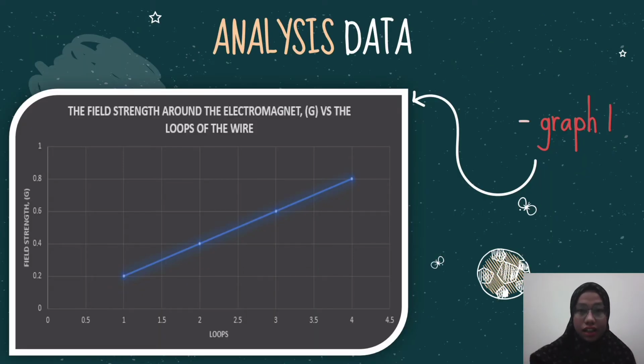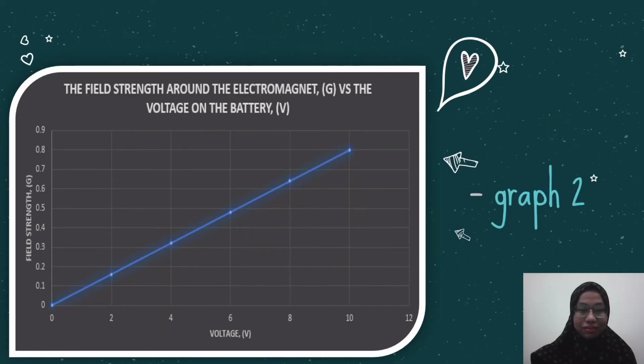Next is the data analysis. The graph of the field strength around the electromagnet versus the loops of the wire. Next is graph 2, the field strength around the electromagnet versus the voltage on the battery.